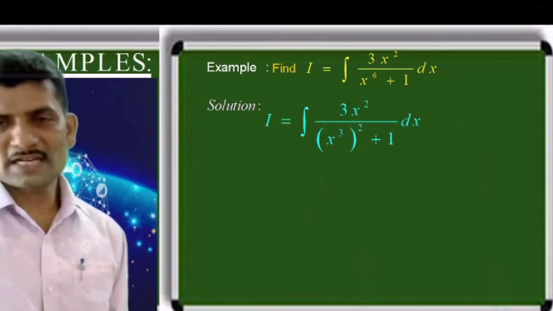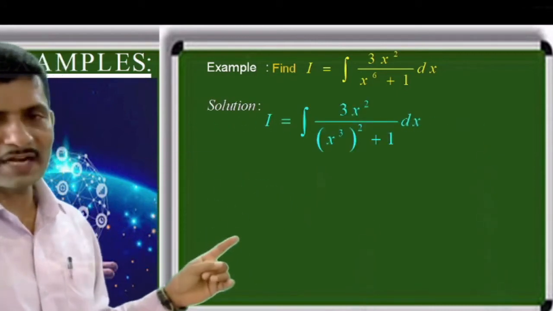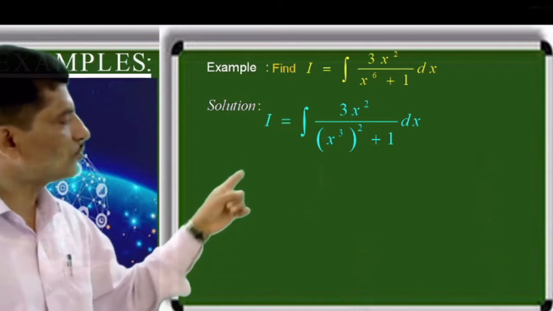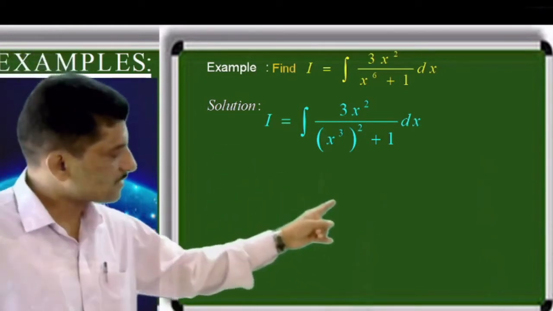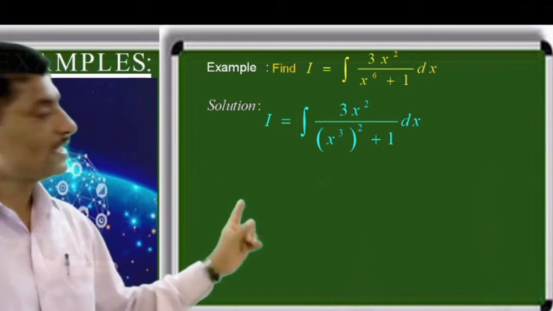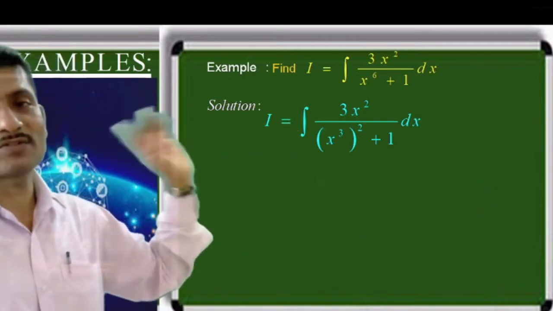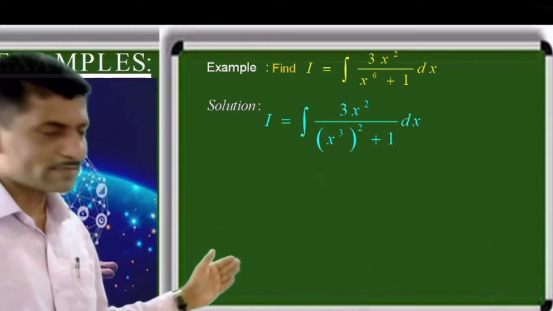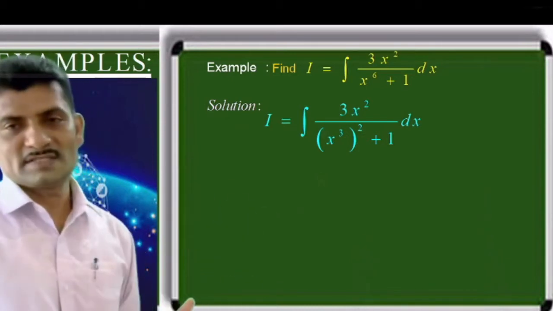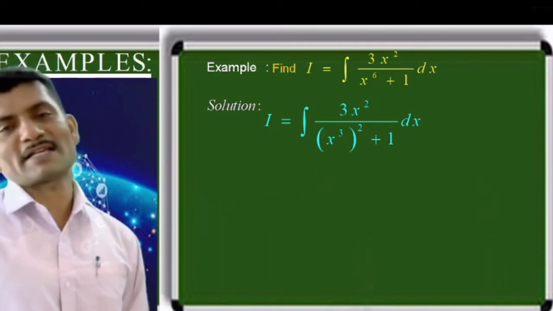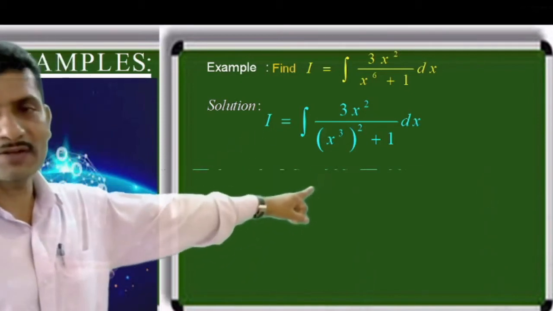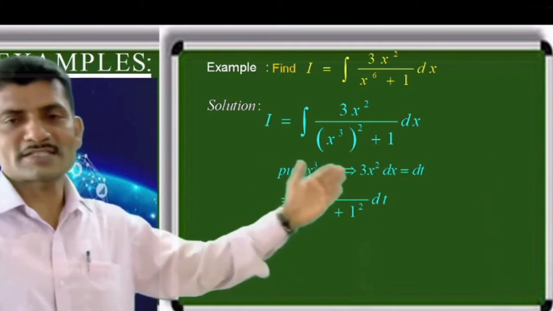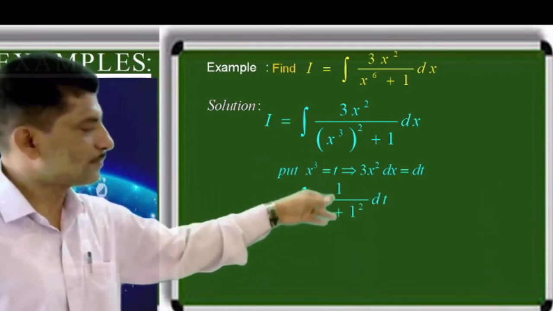Suppose the given integral is I. Here x to the power 6 is x cube whole squared, so the denominator is x cube squared plus 1 squared, and the derivative of x cube is 3x squared dx. So we use the standard formula. Let x cube equal t, then 3 times x squared dx equals dt. Substituting, we convert it to the integral of 1 divided by t squared plus a squared dt.